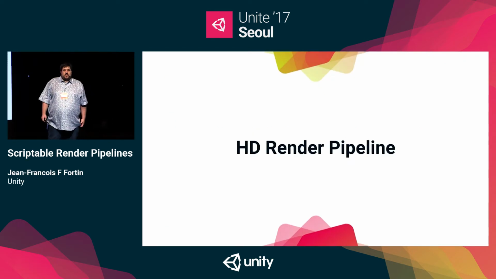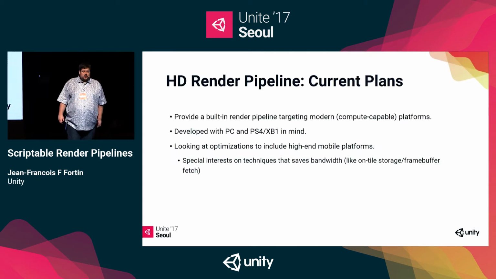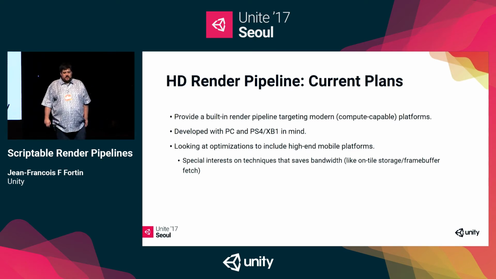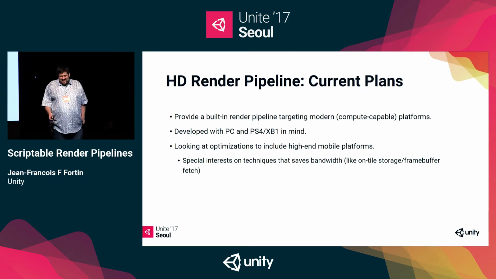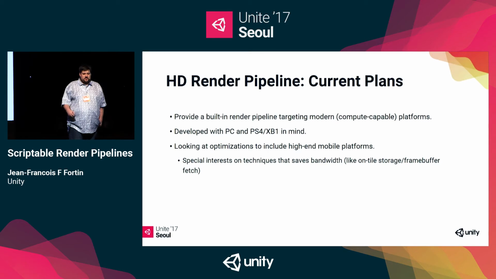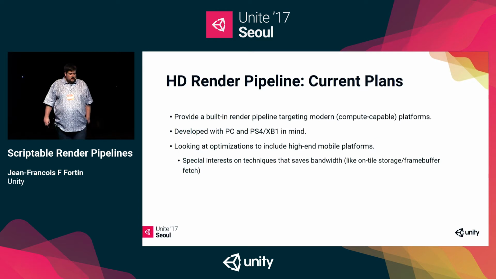So I'll briefly talk about the HD render pipeline and what's the vision and the goal for it. Currently, this is what is found on GitHub. It corresponds at this point to one of the latest beta builds. Currently, it's either 2017.1 beta 2 or beta 3. I'm not sure right now. It changed over the weekend. And it will likely update in the future. And that also means that the API, as it evolves, this version gets updated. So as I mentioned before, it's developed with PC and PS4, Xbox One in mind. And we're looking at optimizations for mobile.